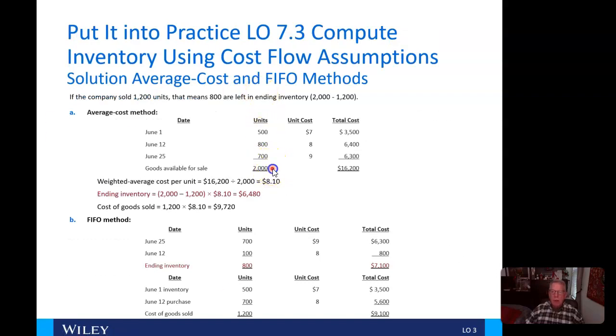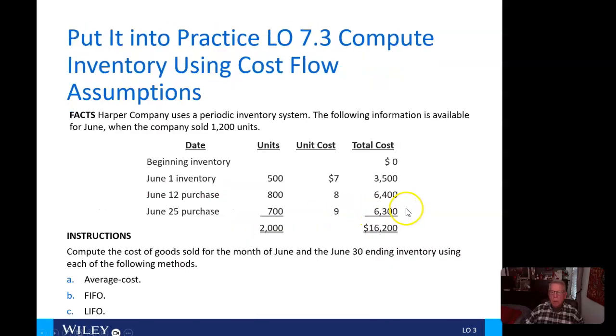So we take all these units, we divide them into 16,200 here at $8.10, and then we value everything at $8.10. Pretty straightforward.